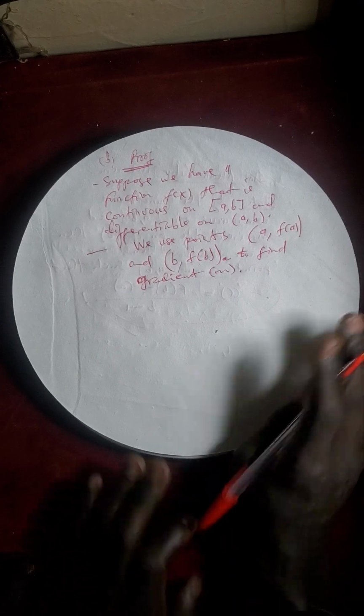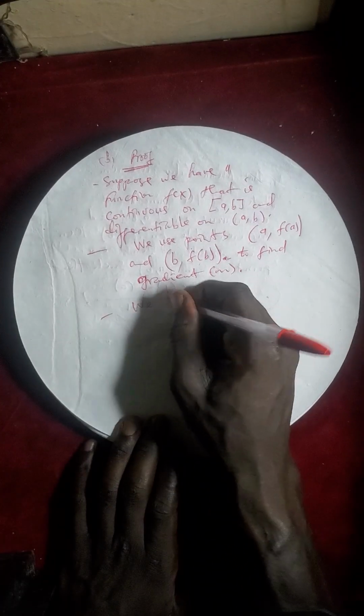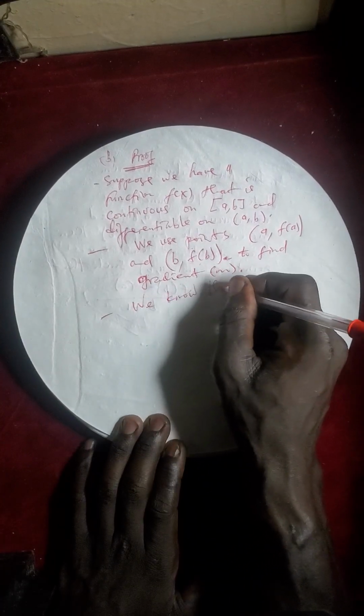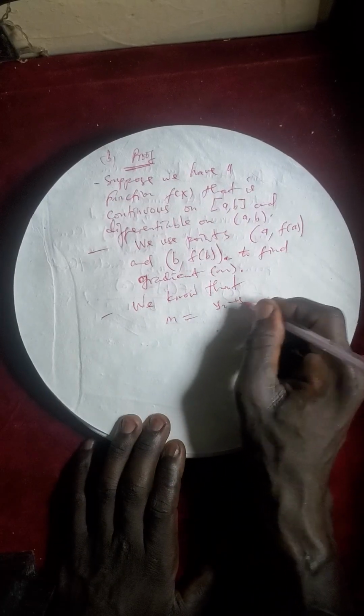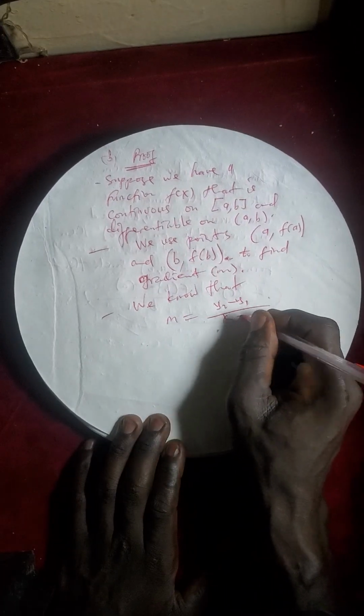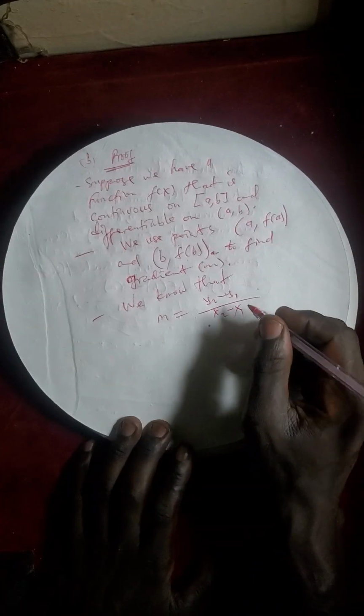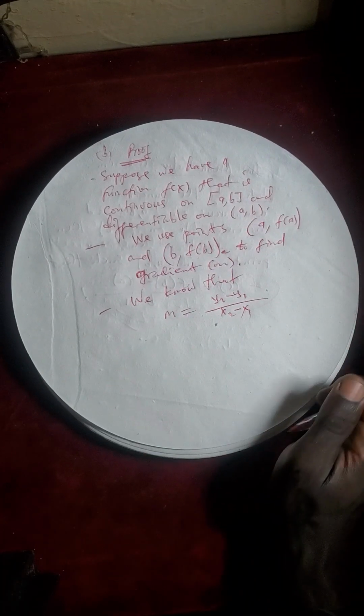Gradient is just the rate of change. That is what we call what? Gradient. Gradient is just the rate of change. Okay, we know that when you're finding gradient, it's about change in y over change in what? X. All right.